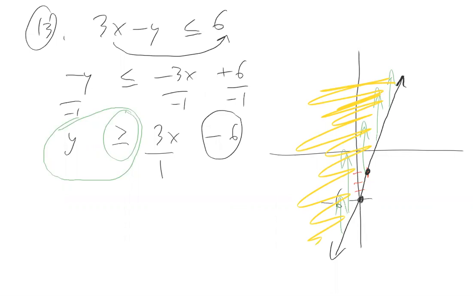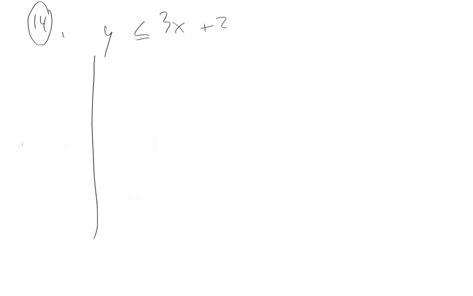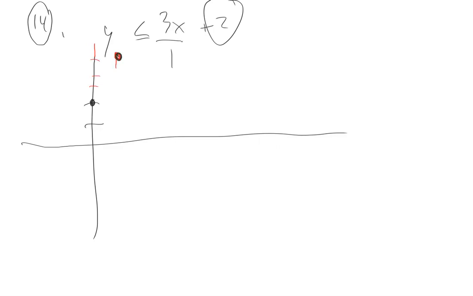So let's try number 14. Number 14 is actually easier than number 13 because number 14 already has y by itself. So number 14, y is less than or equal to 3x plus 2. Once again, we're going to start with the 2. That's the y-intercept. So plot 2 on the y-axis. Then that 3 means 3 over 1. So from that 2 where we were, we're going to go up 3 more, and then over 1, and then we're going to plot the next point. So that's the next point.